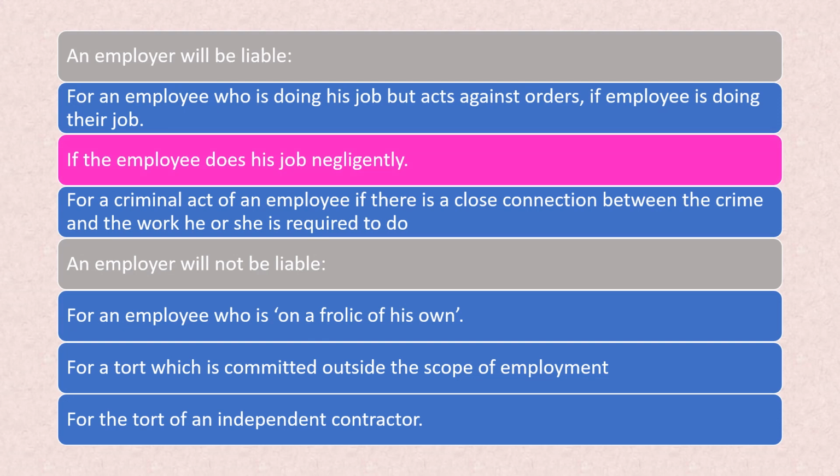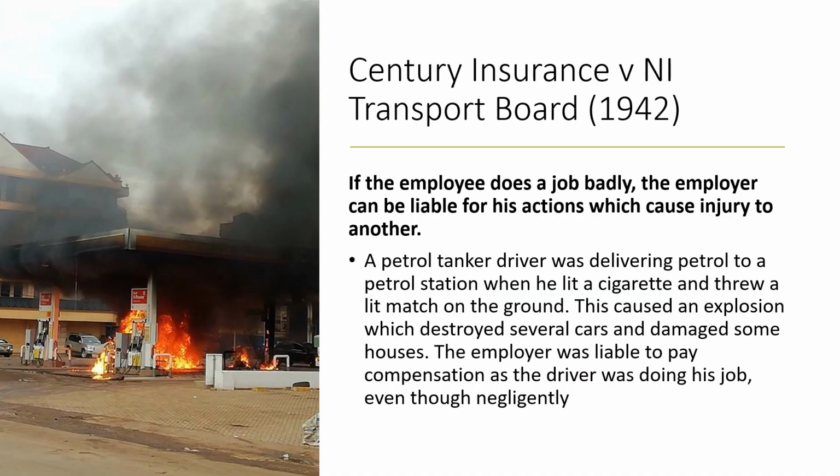So the next thing to consider is if he does his job negligently. Now this really in your exam is going to be the one you use most because it's going to be a negligent act or indeed negligent misstatement, so this would cover both circumstances. In Century Insurance v Northern Ireland Road Transport Board, a good case to use, a petrol tanker driver was delivering petrol to a petrol station when he lit a cigarette and threw a lit match onto the ground. This caused an explosion which destroyed several cars and damaged some houses, and the employer was liable to pay compensation as the driver was doing his job, even though he was doing it negligently.